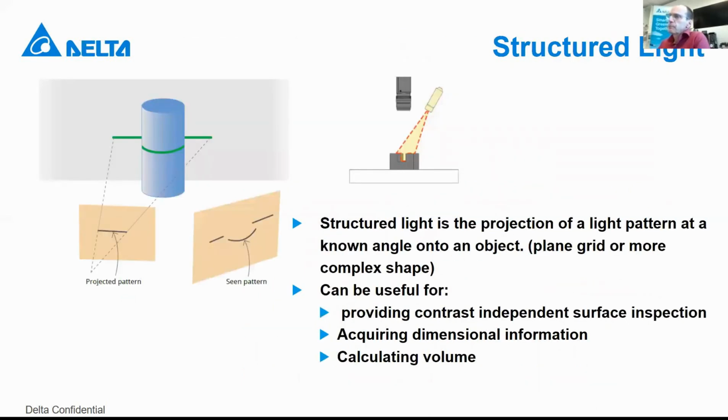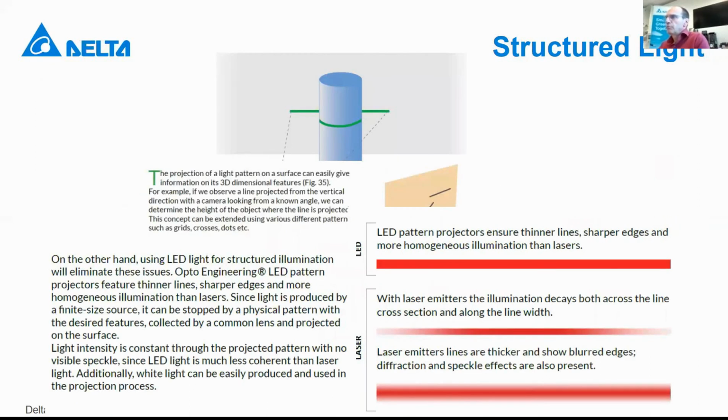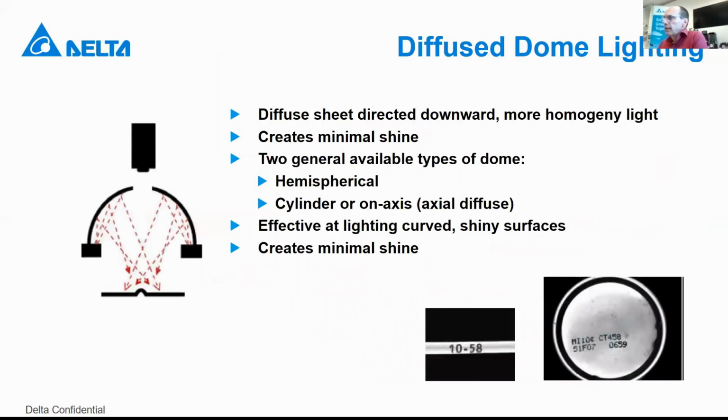Structured light. With that one, you send out a pattern of light, and depending on what you get back in your camera, you can see your angles, your object itself. Most of the time, this light source is used for 3D detection, calculating volume. More information about it.